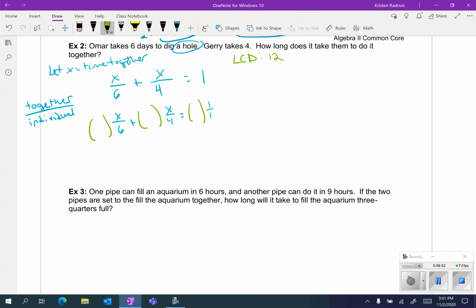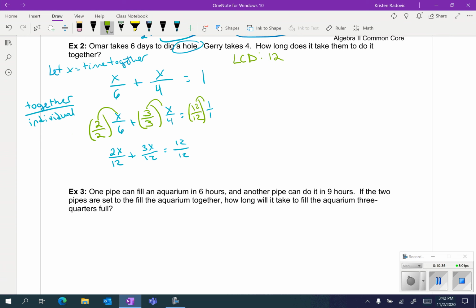If you have a 6 in the first denominator, you need to multiply by 2 to get to 12. If you have a 4 in the second denominator, 4 times what is 12? That would be 3. And the last one, you only have a 1, you're missing the entire LCD, so you need to multiply by 12 over 12. Multiply everything together to get 2x over 12 plus 3x over 12 is equal to 12 over 12.